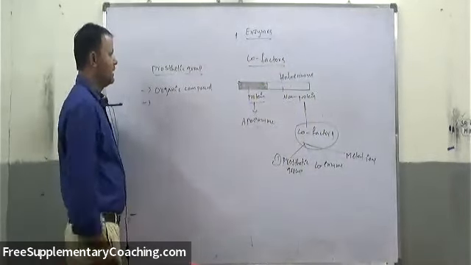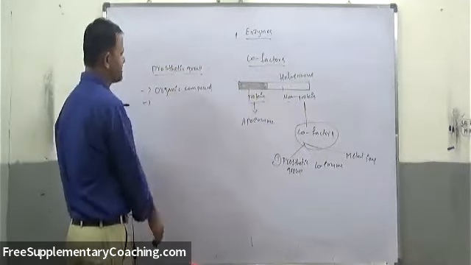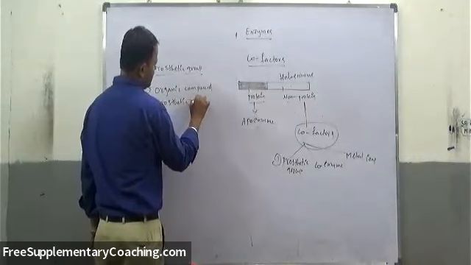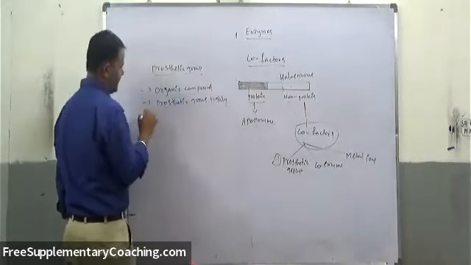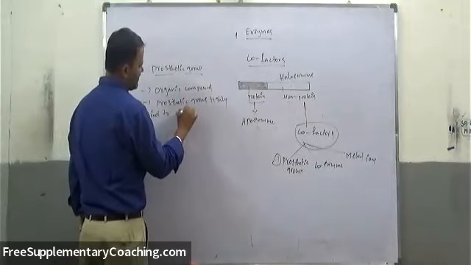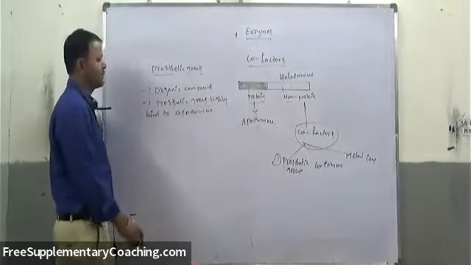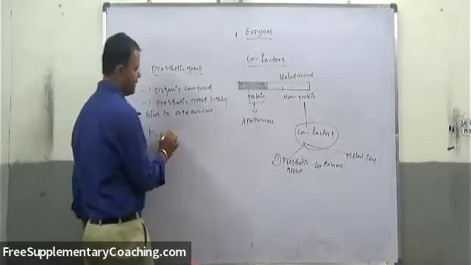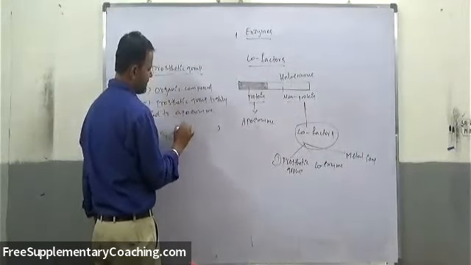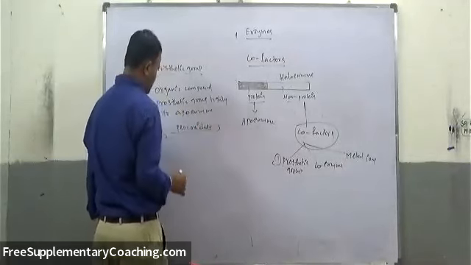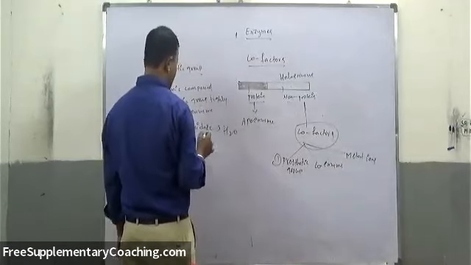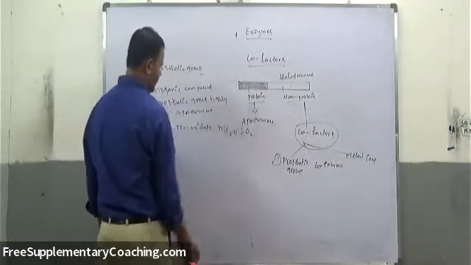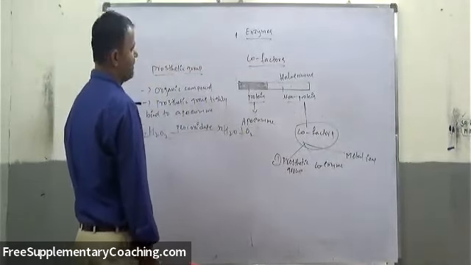Now, the prosthetic group is tightly bound to the apoenzyme. Example: hydrogen peroxide, H2O2, is broken down in the presence of the peroxidase enzyme into H2O and oxygen.